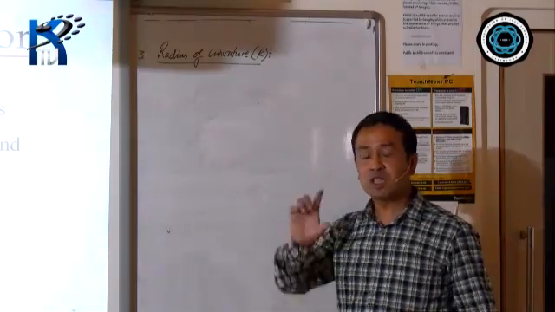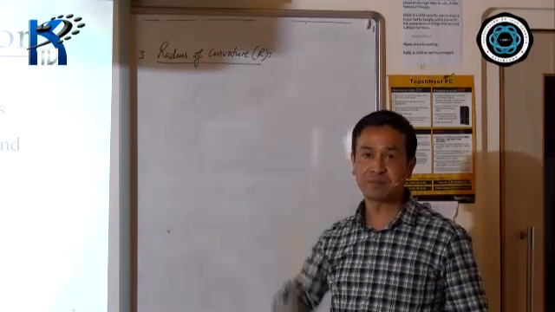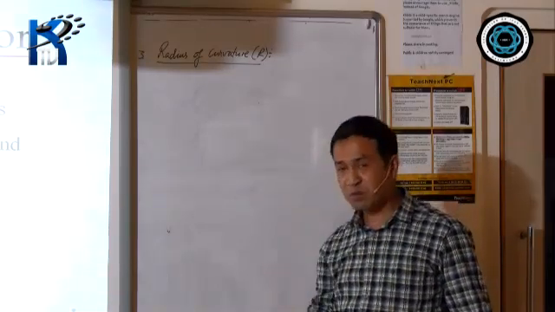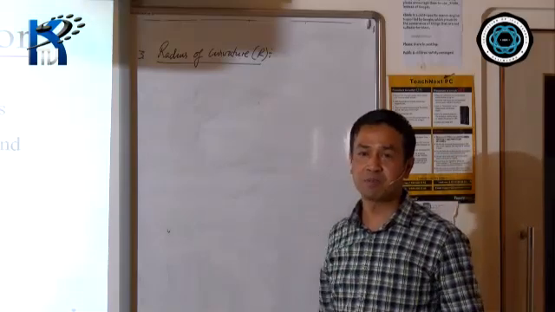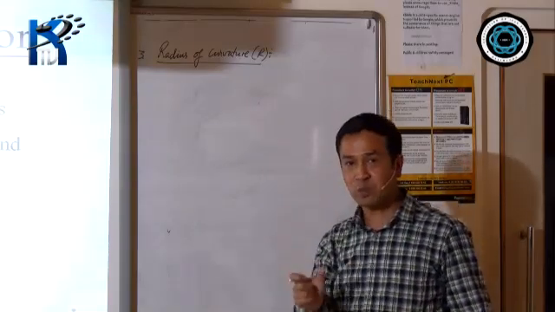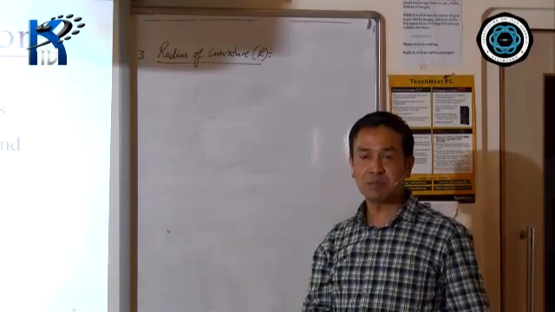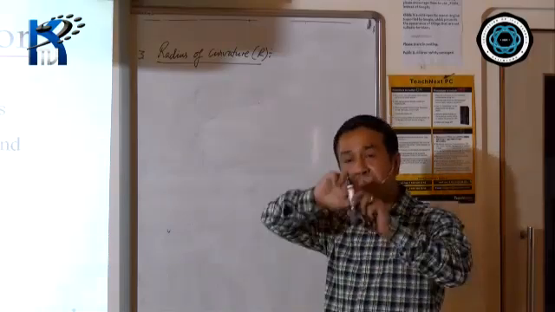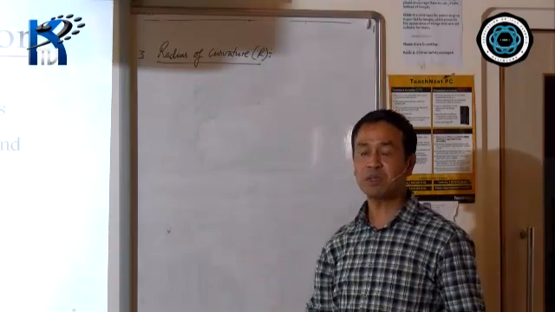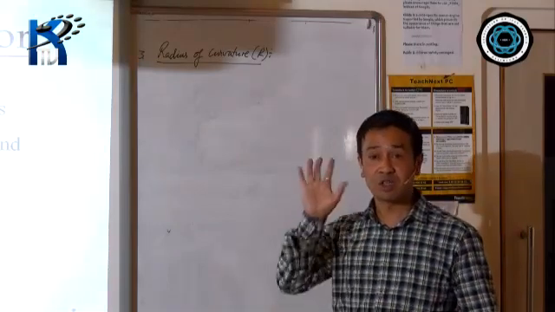Radius of curvature is defined as the radius of the sphere in which the mirror is a part. Because we know that a sphere has a center point and a radius. That means the radius of the sphere of which a mirror is a part, whether concave or convex mirror, defines the radius of curvature.